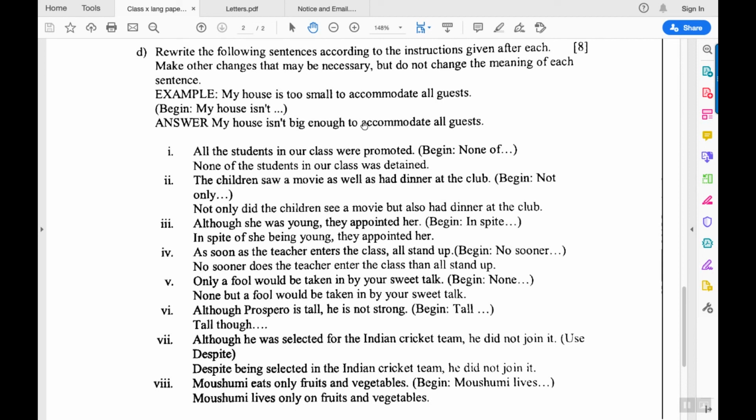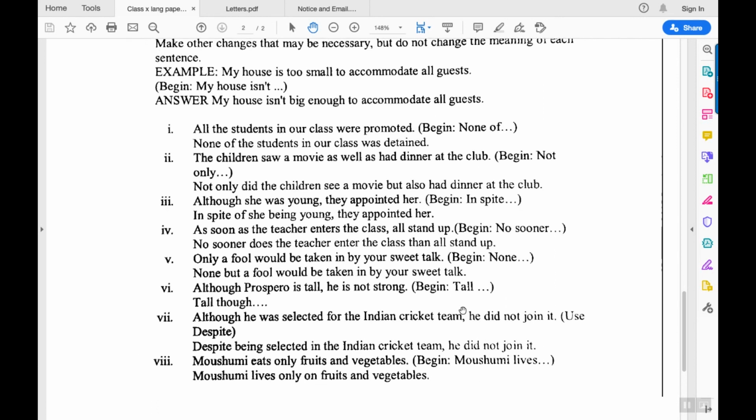Next sentence, although he was selected for the Indian cricket team, he did not join it. Begin with despite. Despite of is wrong. Despite being selected in is wrong here. It will be for. Despite being selected for the Indian cricket team, comma, he did not join it.